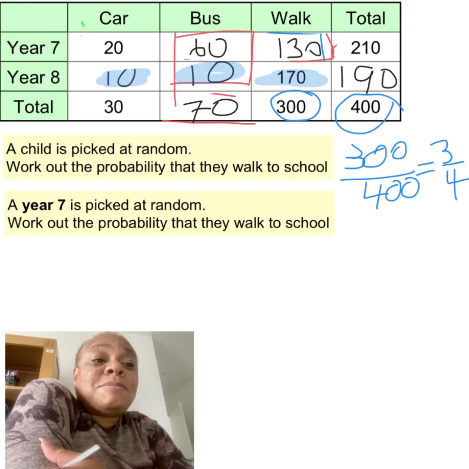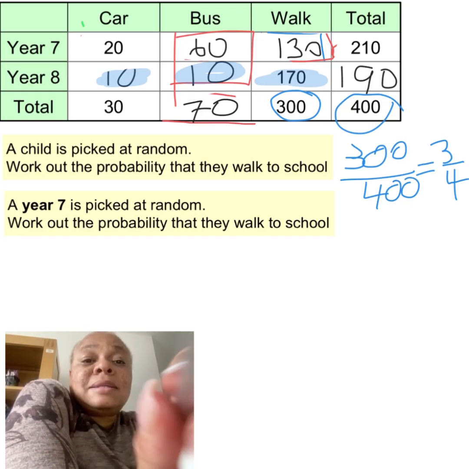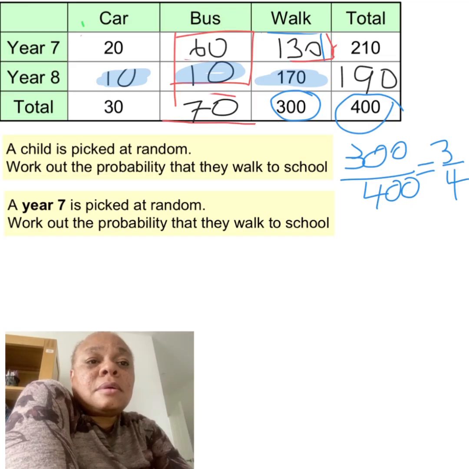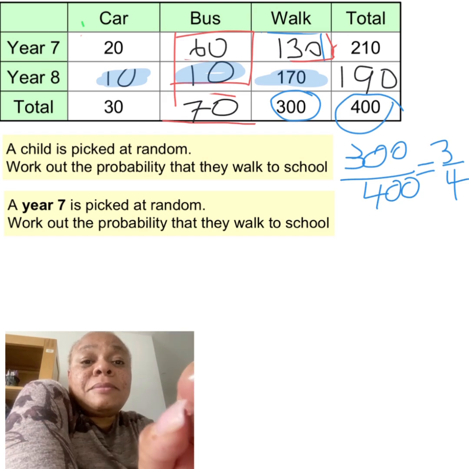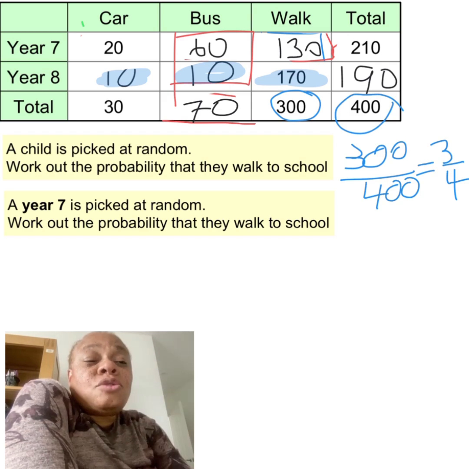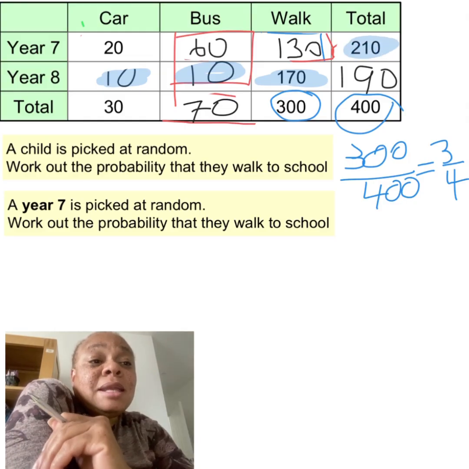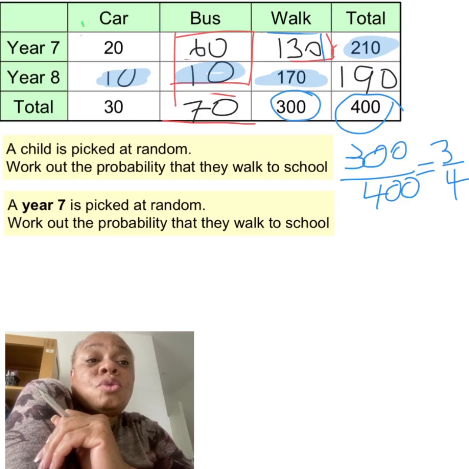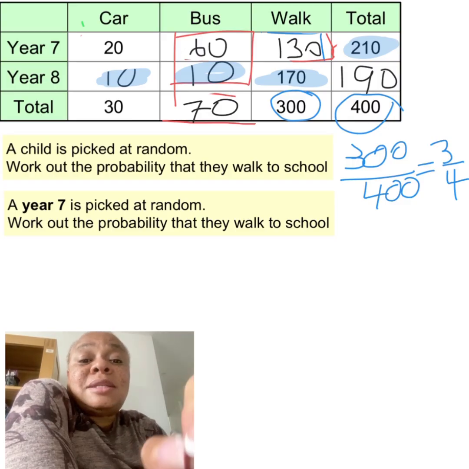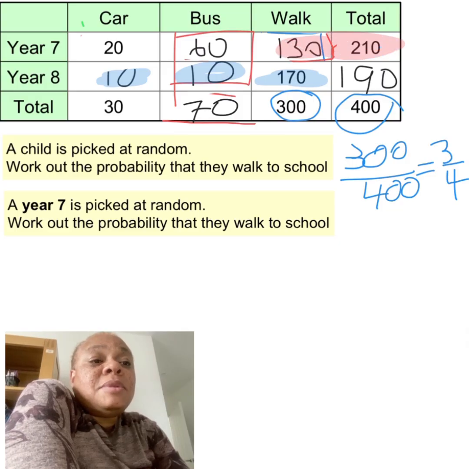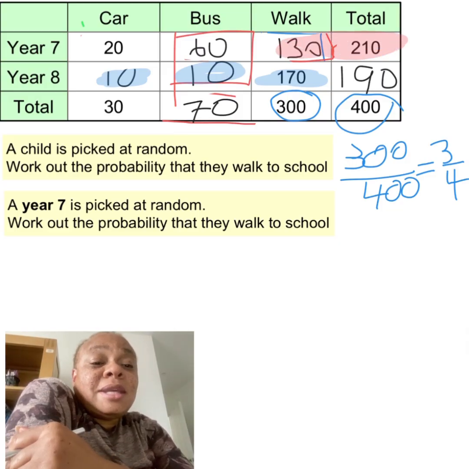A year 7 is picked at random. So we are only going to look at the year 7s. We are looking at this total, which is 210. There's a total of 210 year 7s. And what's the probability that they walk to school? 130 year 7s walk to school. So these are the two figures we want: 130 out of 210.